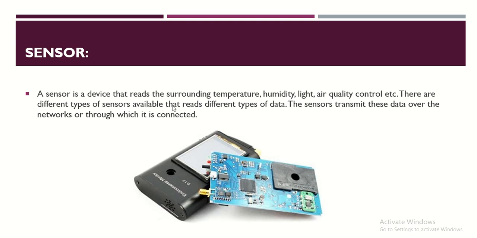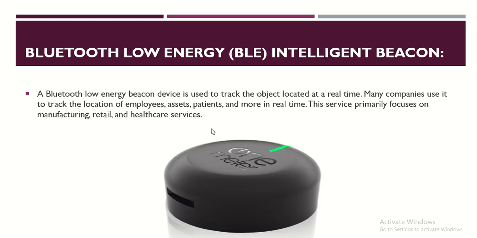A sensor is a device that records the surrounding temperature, humidity, light, and air quality. There are different types of sensors available that read different types of data. The sensor transmits this data over the network to which it is connected. Bluetooth Low Energy is a technology that is used to track objects located in real time.